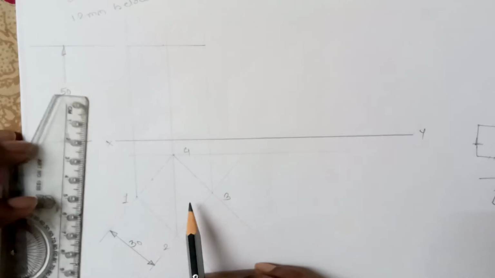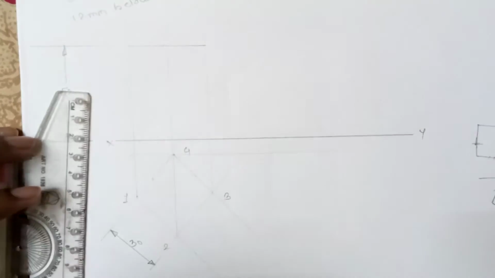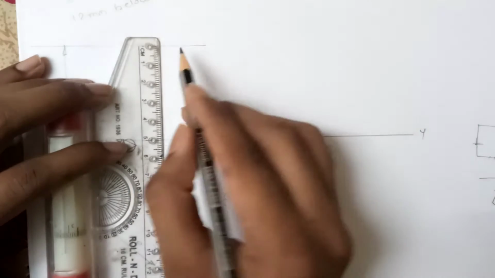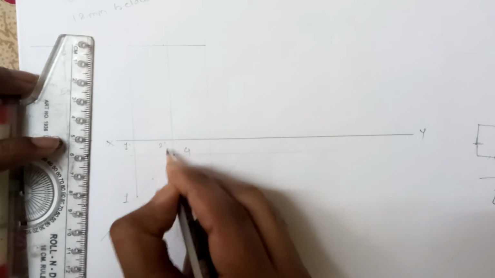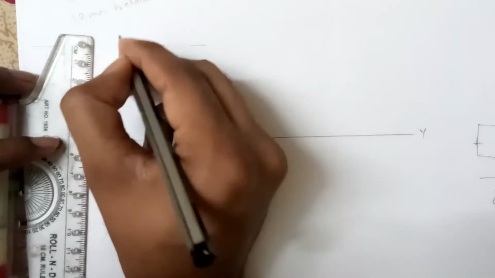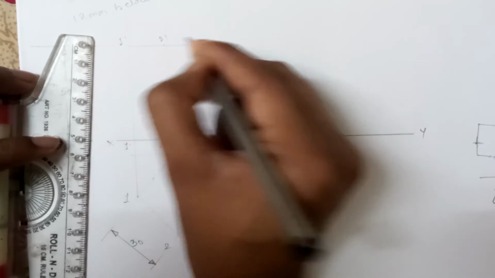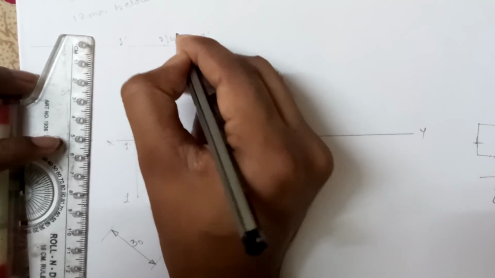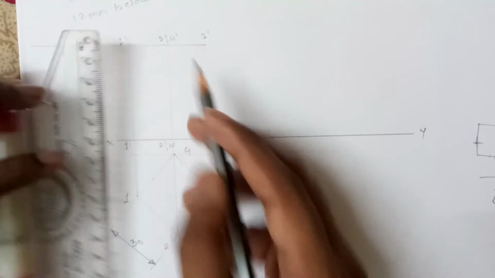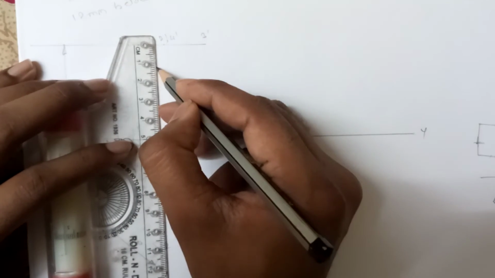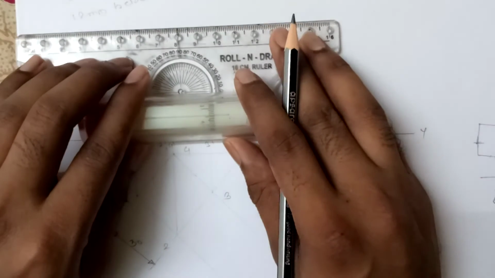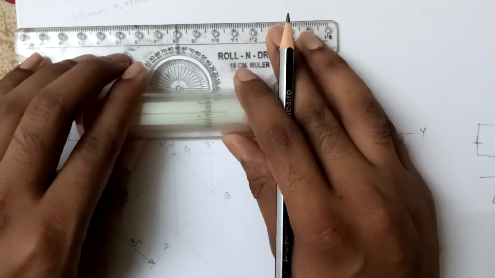Now the position of section plane is given, it is 12 mm below the top base. So this one is the top base. I will give the naming 1 dash, 2 dash, 4 dash, 3 dash. Similarly 1 dash, 2 dash, 3 dash, 4 dash. So from top base, mark a point at 12 mm. From that point, draw one horizontal line.